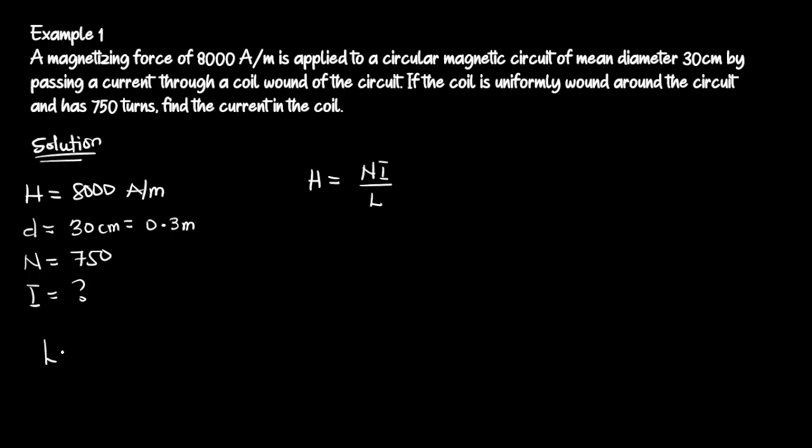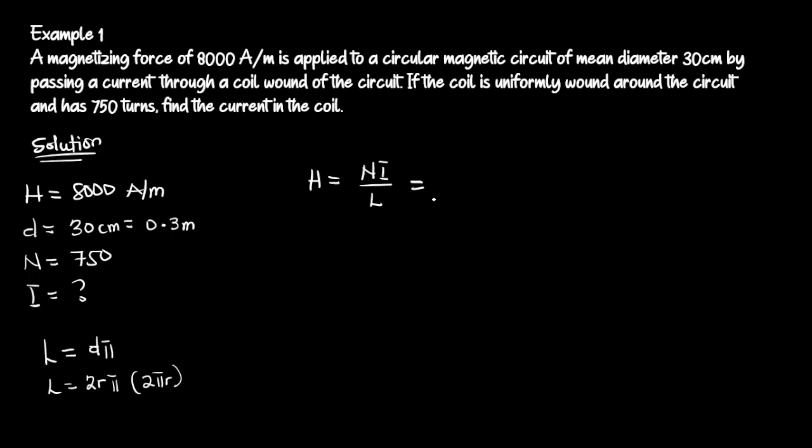So to find the mean length, L is equal to πd, or pi d. Another formula for the length: you know that the diameter d is 2r, so 2 times the radius times pi, which is 2πr. To find the mean length in this case, you can either use 2πr or πd. Since we've been given the diameter, we can just use πd and then we will find our answer.